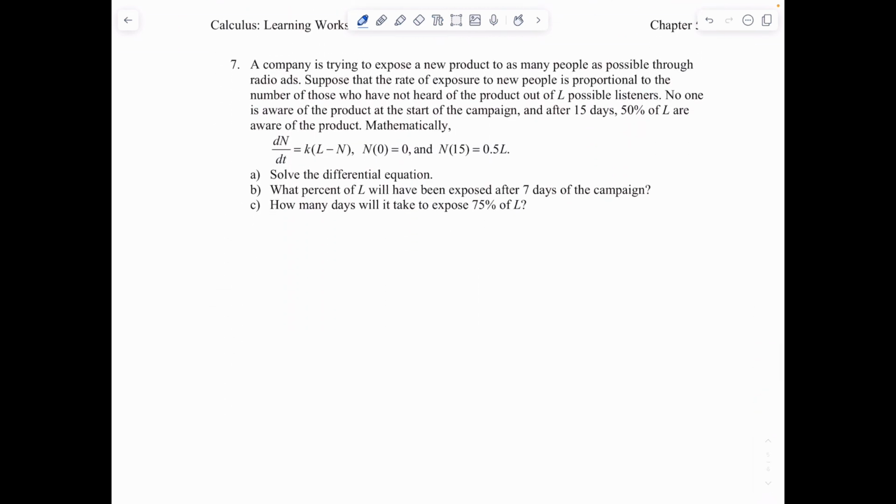A company is trying to expose a new product to as many people as possible through radio ads. Suppose that the rate of exposure to new people is proportional to the number of those who have not heard of the product out of L possible listeners. No one is aware of the product at the start of the campaign, and after 15 days, 50% of L are aware of the product. Mathematically, dN/dt equals k times L minus N, and N of 0 equals 0. N of 15 equals 0.5 L. Solve the differential equation.